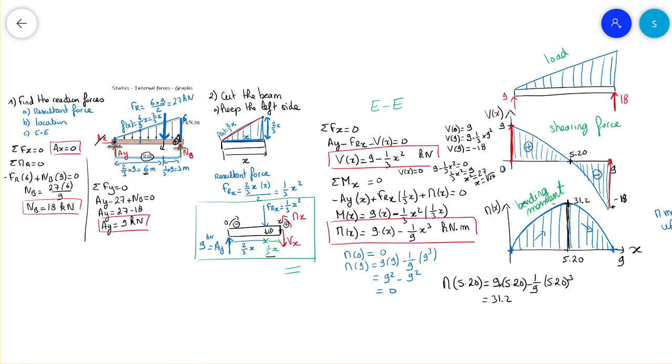So take your time, and I just asked you a question in the online quiz on the previous example and this one. The next problem I will do is just a little bonus problem to explain to you what happens when we introduce a moment, a couple, somewhere in the beam.